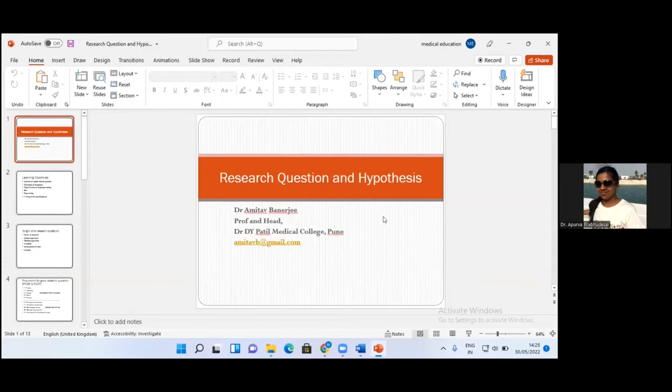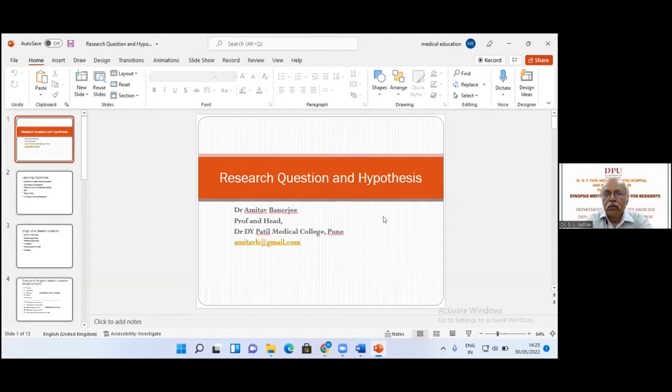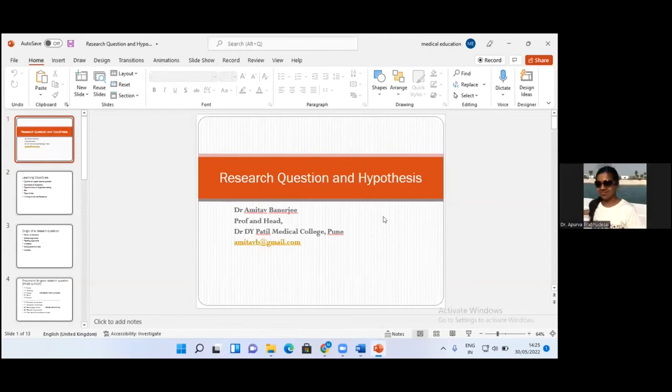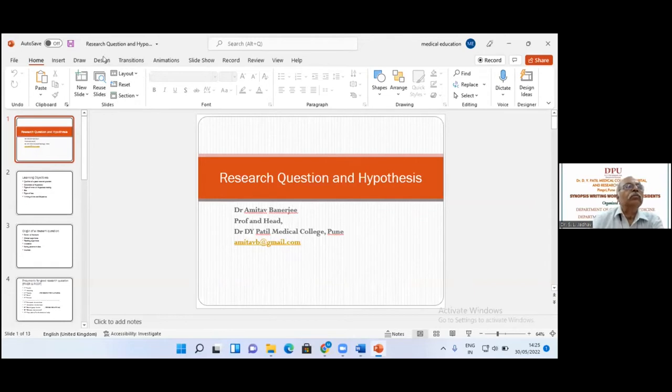You have been told the finer points about how to prepare the dissertation, the overview. And now we go one by one into the different sections. The first section is the research question and hypothesis. We start, I'll put it on slide.